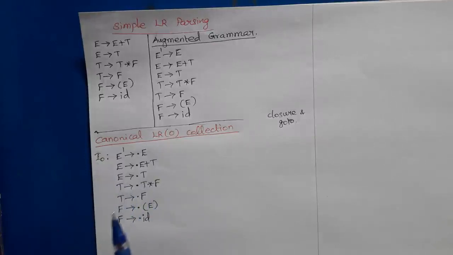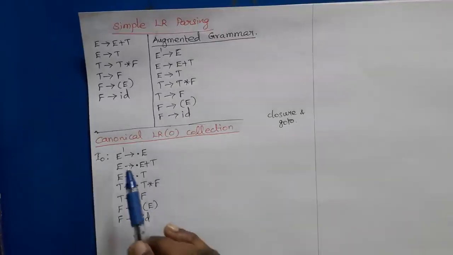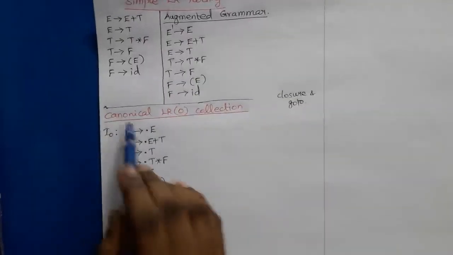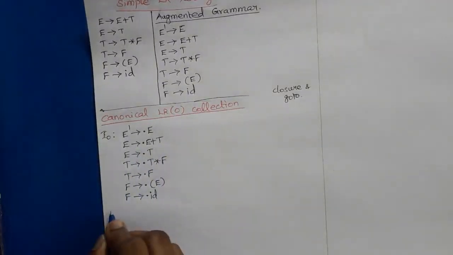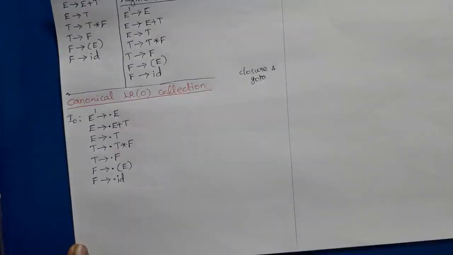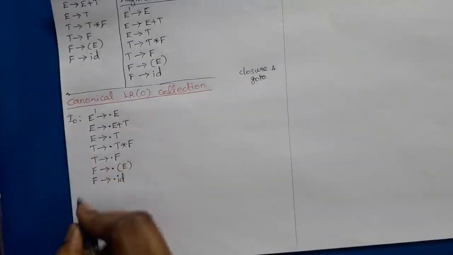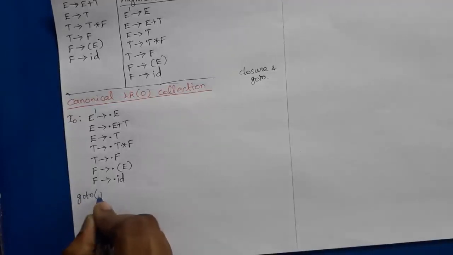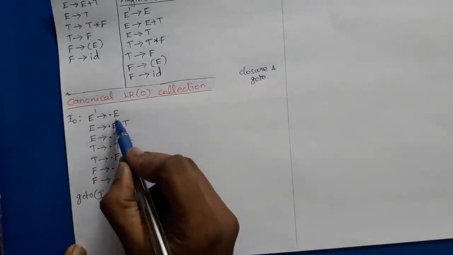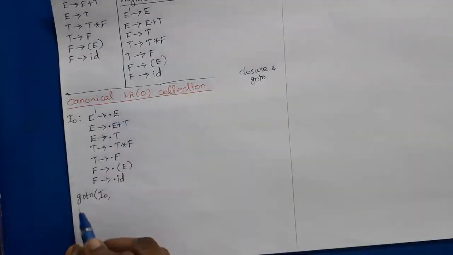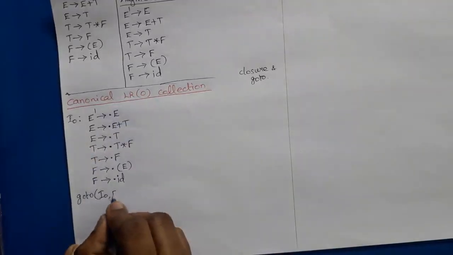Now our aim is to bring the dot to the end of the production in all the productions. So we need to do the goto operation to bring the dot to the end of the production. The canonical LR(0) collection is a set of items with the dot at some position. Now we need to find goto. In goto, we write the item number I0 and the grammar symbol. First we shift the dot over E, so goto of I0 and E.